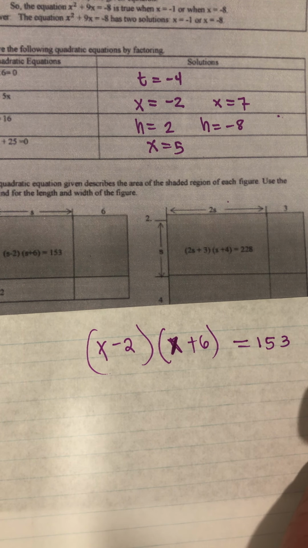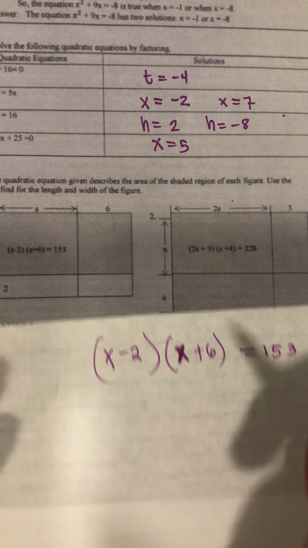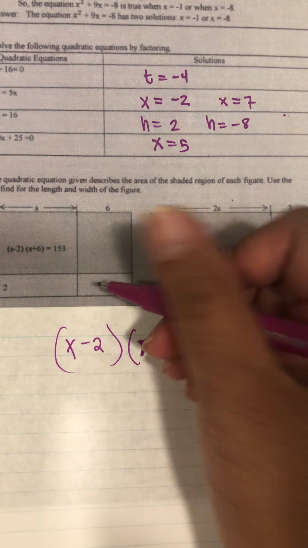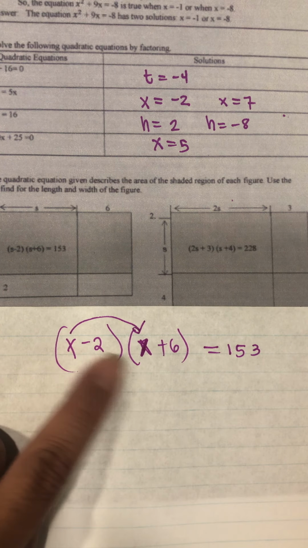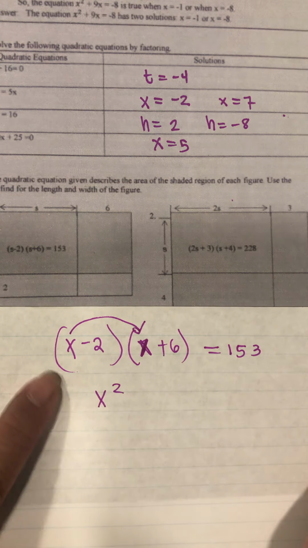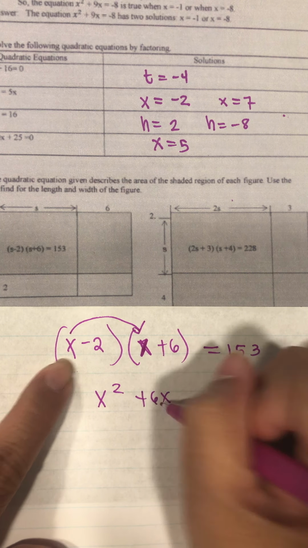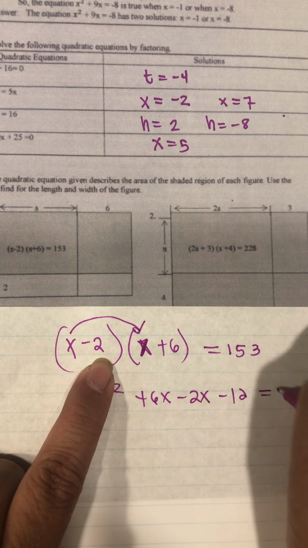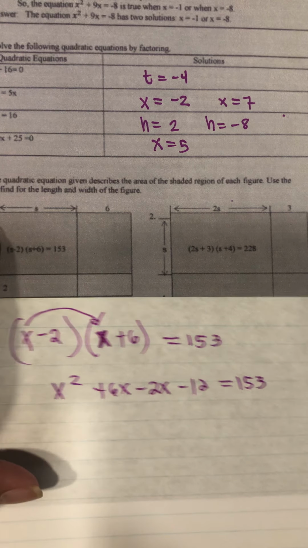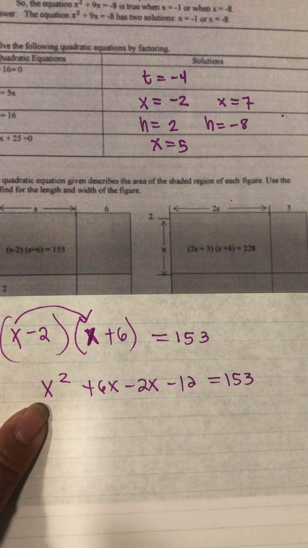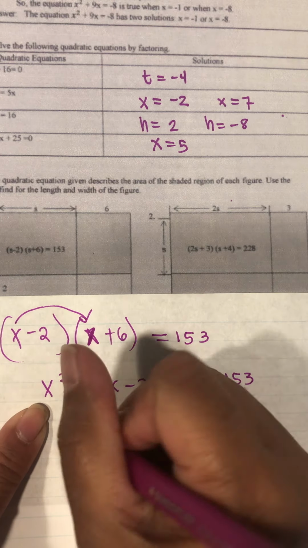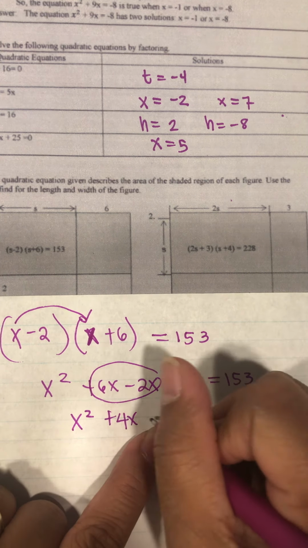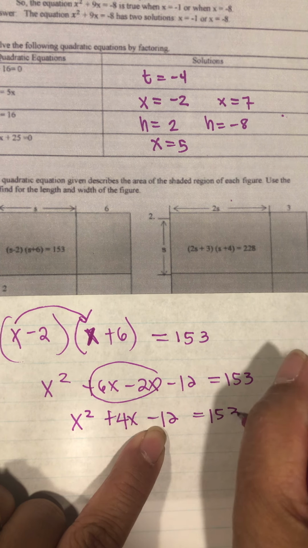I don't think that equation should be over there for your method, but okay. So let's solve this first. X times x is x squared plus 6x. Negative 2 times x is negative 2x. Minus 12 equals 153. All right, so let's combine like terms first. So x squared plus 4x minus 12 equals 153.